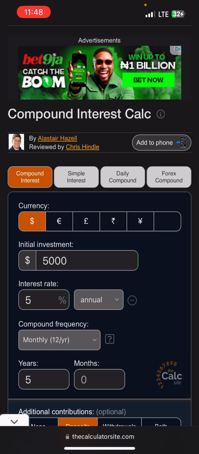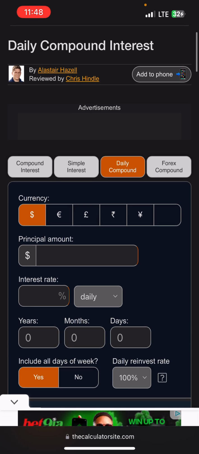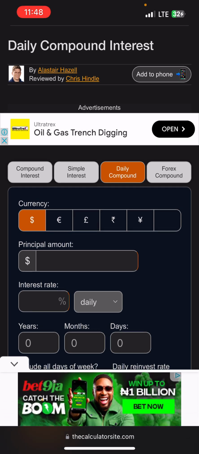So you click on daily compound because you're working with a daily target. Now you can see different currency pairs here under currency. So you just need to select one. So if you're in Europe, for example, you select euro, but if you're in the US, or you basically use a dollar trading account, then you leave it at dollars.